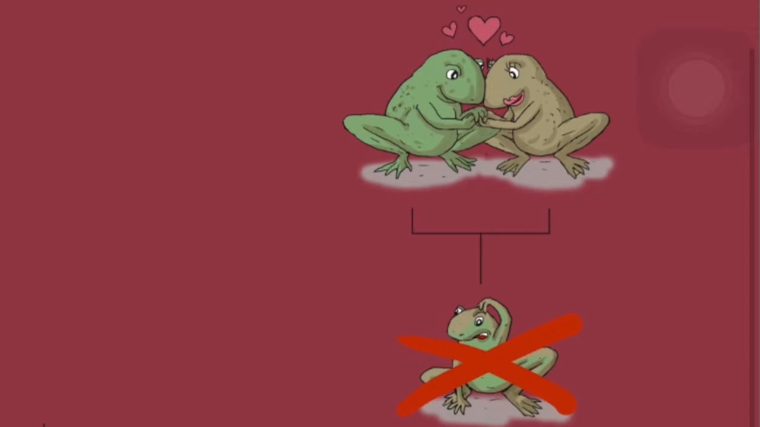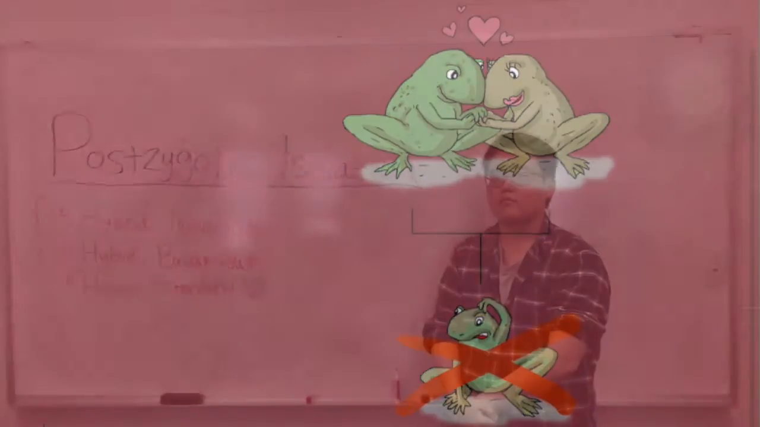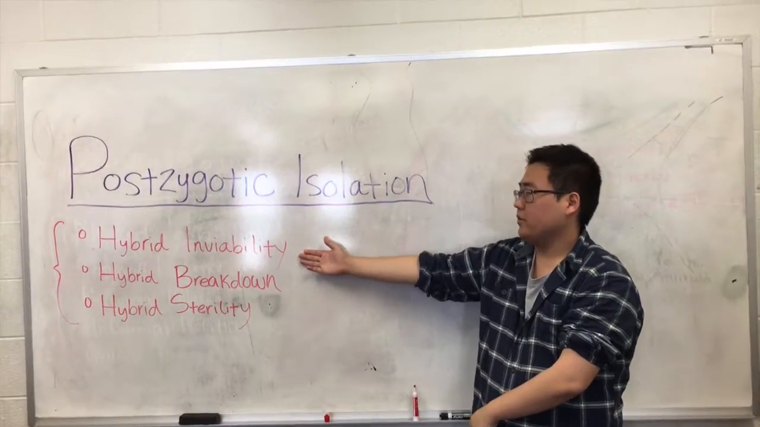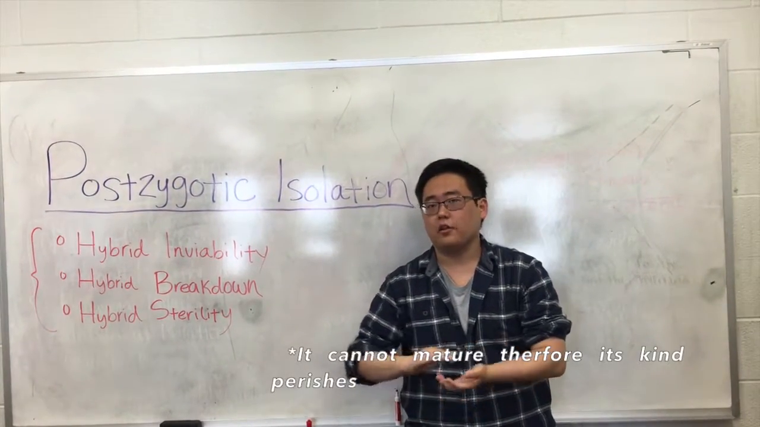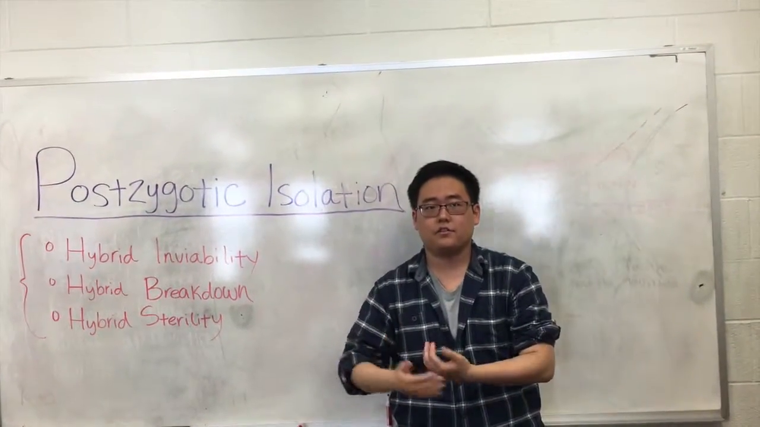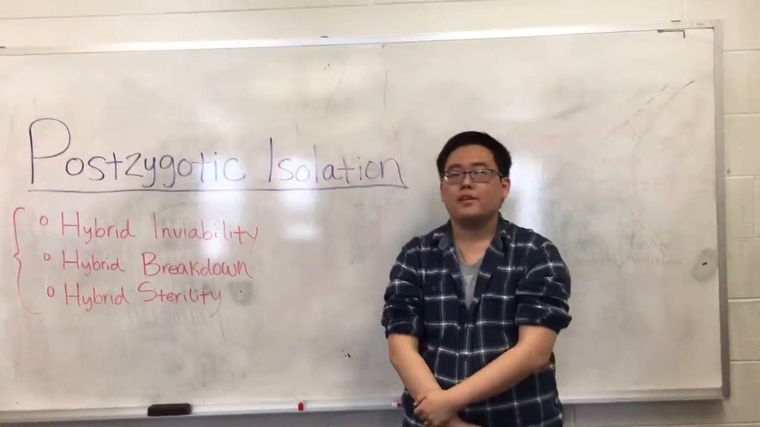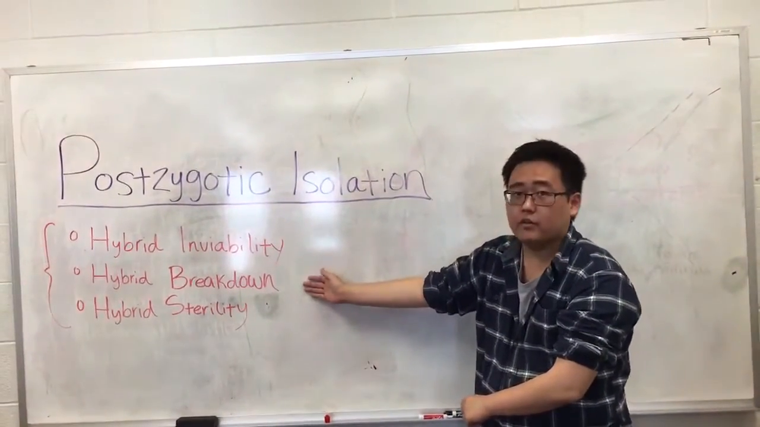This image is an example of hybrid inviability. The offspring produced by the two different species will not be able to mature, therefore it will not be able to reproduce. Hybrid inviability refers to the idea that after the zygote forms, it slowly dies after a few cell divisions. Next, we're going to move on to hybrid breakdown.